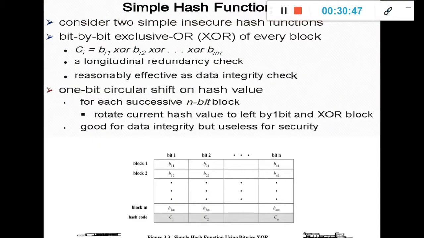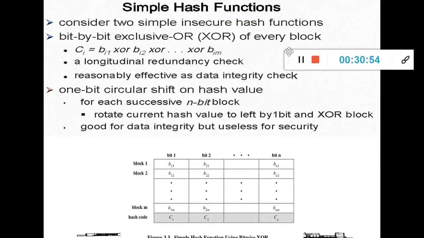Okay, this is a simplified hash function. Consider a too simple, insecure hash function. Bit by bit, say you have block one, in the form of 64 bits, block two, until block M. For each bit, you XOR B11 with B12 and with B1M, and you get a hash code C1 first, and then hash code C2 and Cn. But this simple hash function is exposed to the longitudinal redundancy check.